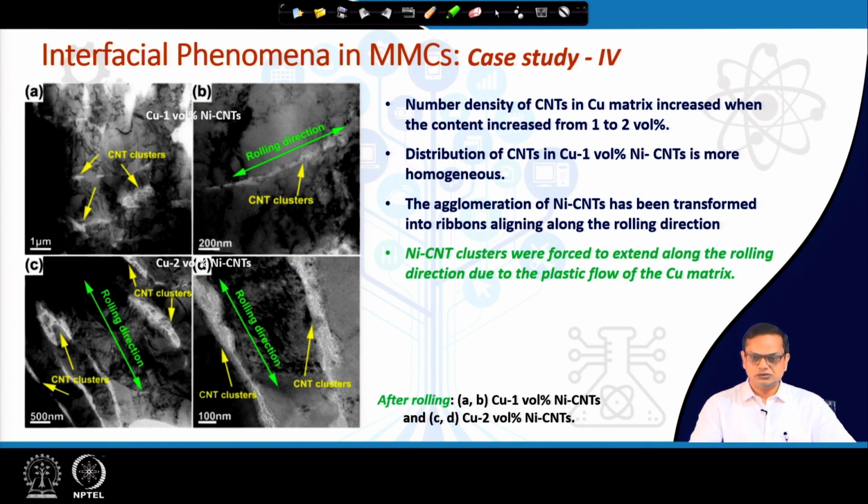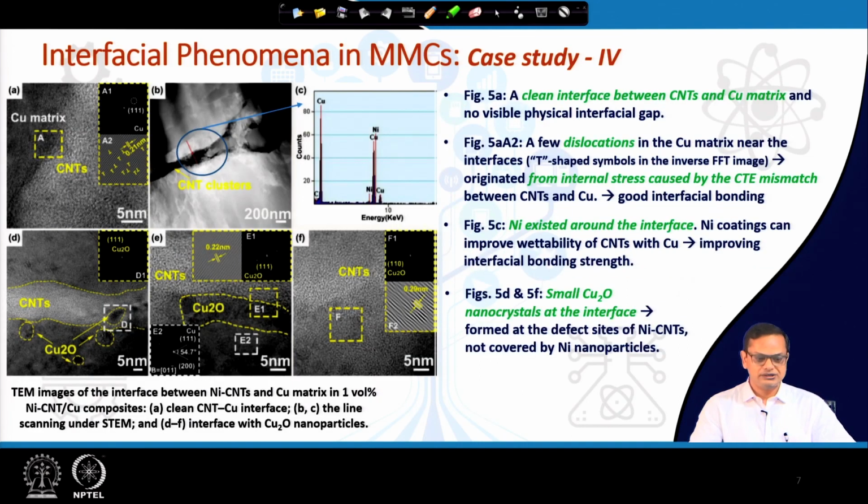Now, as we understand this point, let us look at the interface, because that is what we are interested in. How exactly is the interface in this case? So, you can see here the interface between copper matrix and carbon nanotube. It is quite a clean interface, that means there is no interfacial product formation, like copper carbide, and other oxides are not really forming. You can see here it is quite clean.